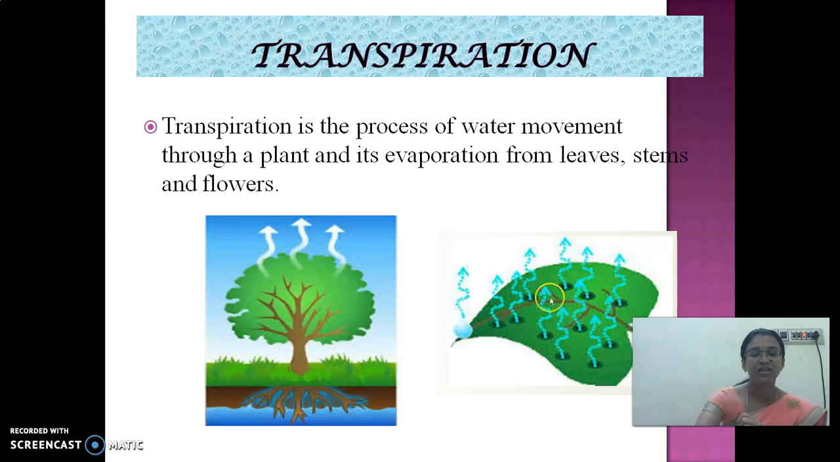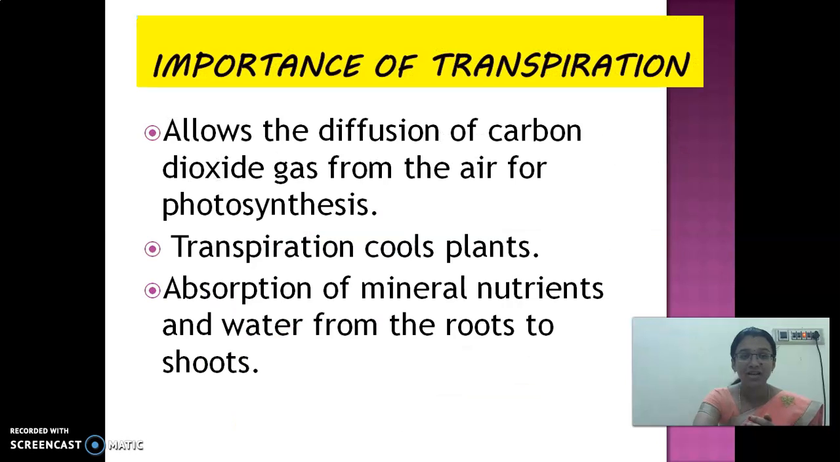Okay, children? So transpiration. Transpiration is the process of evaporation of water from the plants. Take your notes, write today's date, note all the points. And then what is the importance of transpiration? It allows diffusion of carbon dioxide and keeps the plant cool. It also helps absorption of minerals and water from the roots. So totally 3 points. That is the importance of transpiration.